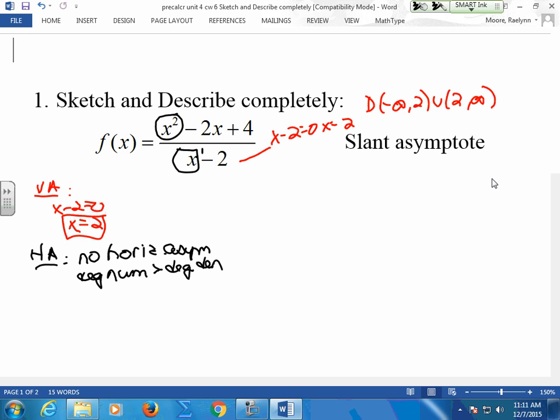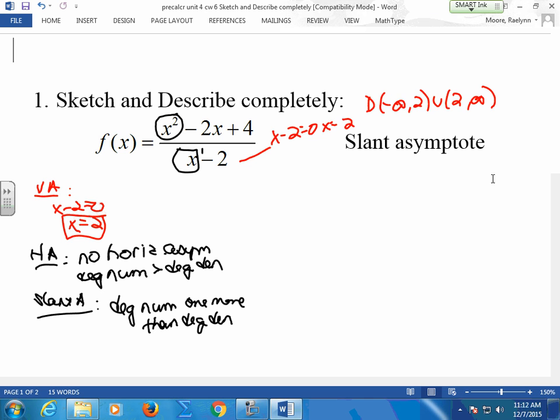Now, jump down to the word slant asymptote. It's on that sheet close to the bottom. A slant asymptote says if the degree in the numerator is exactly 1 more than the degree in the denominator, then I have a slant asymptote. So this guy has a 2 over a 1, exactly 1 more than the denominator. So I have a slant asymptote.